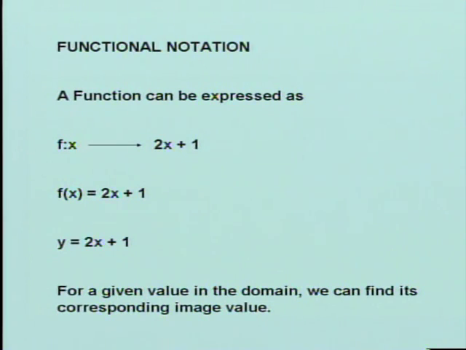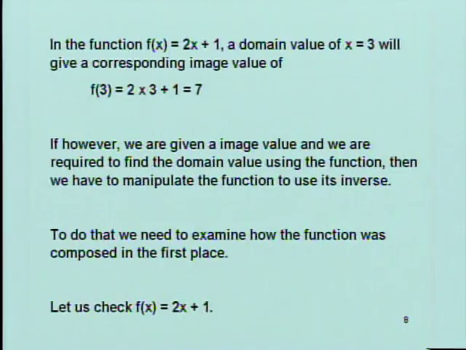For a given value in the domain, we can find its corresponding image value. In the function f of x is equal to 2x plus 1, a domain value of x equals 3 will give a corresponding image value of 7. And this is how we arrive at 7. f of 3 is equal to 2 times 3 plus 1. 2 times 3 equals 6, plus 1 will give us 7.